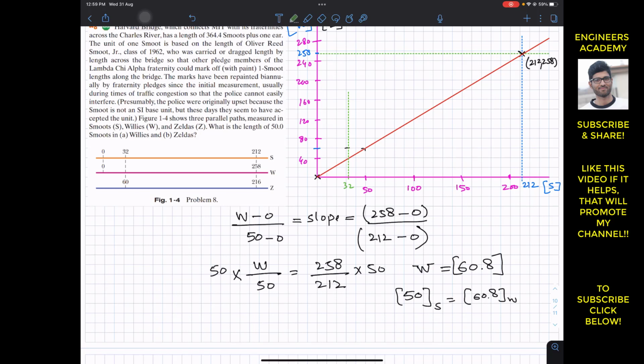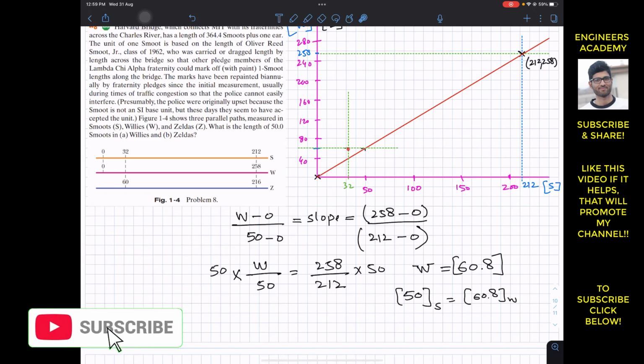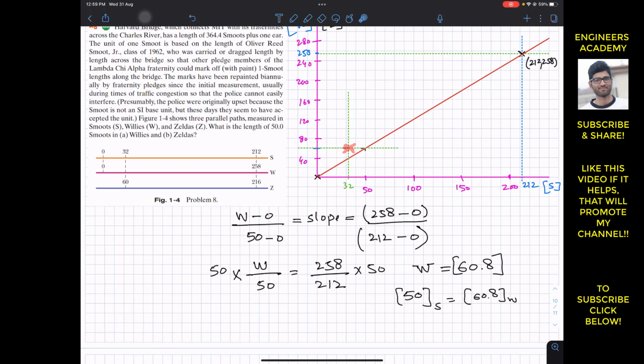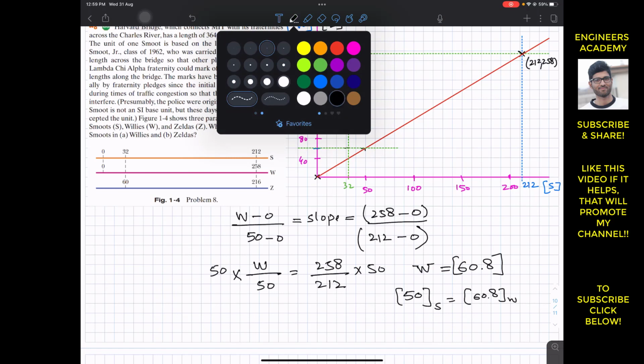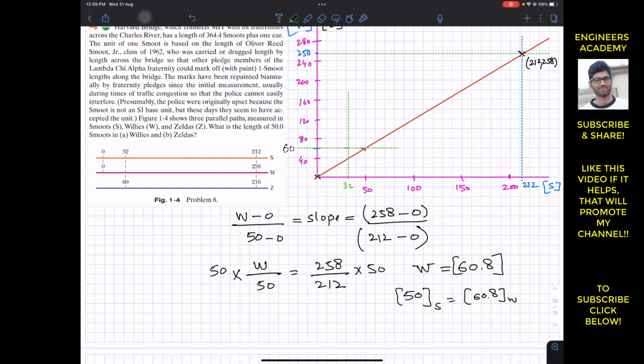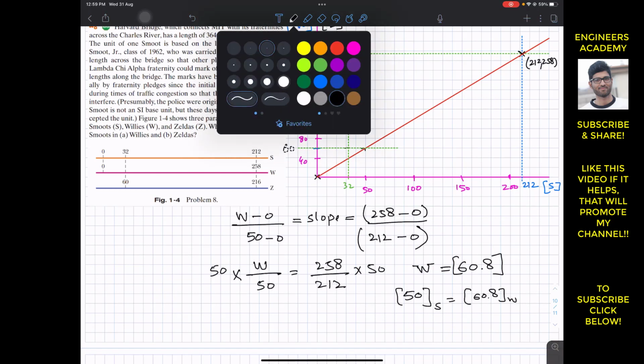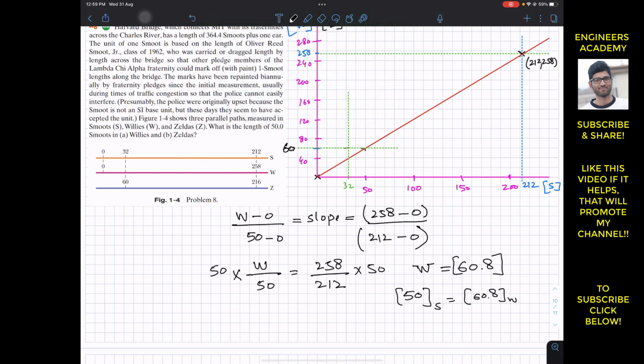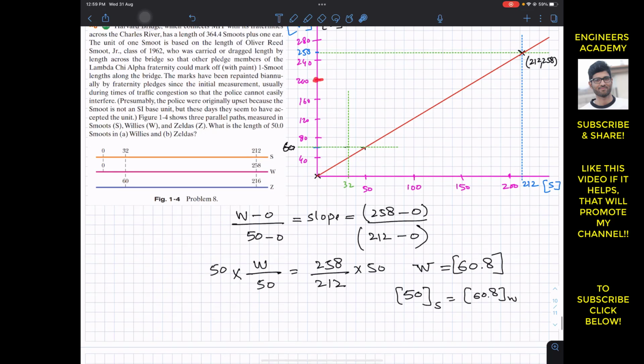Again, let's draw a horizontal line here. Now when Smoots is 32, this is 60, right? So this is that point. Let me write that this is 60. And similarly, when the Smoots is 212, the Zillies is 216. So where is 216? This is 200 and this is 220. So 216 is somewhere here.